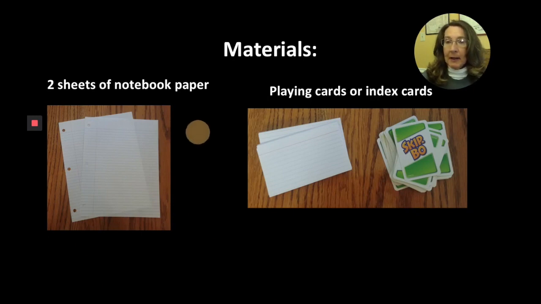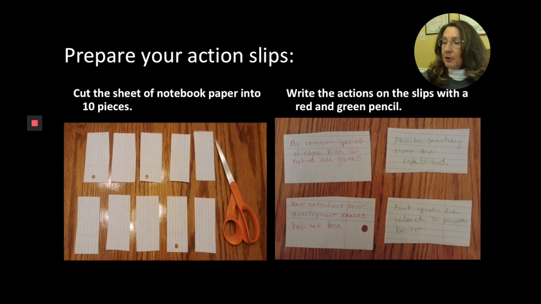Begin by cutting 1 sheet of notebook paper into 10 pieces, like you see in the picture on the left-hand side of the slide. I folded my paper in half hot dog style and then cut it in 2. I guesstimated how much to cut each strip to make 10 pieces. If some of them are wider or thinner, it really doesn't matter.